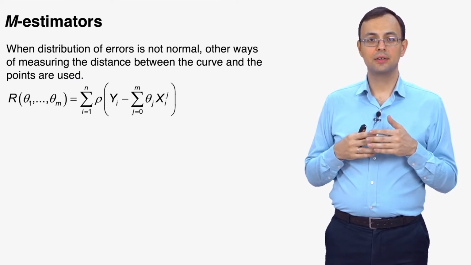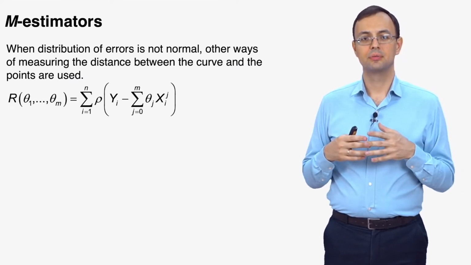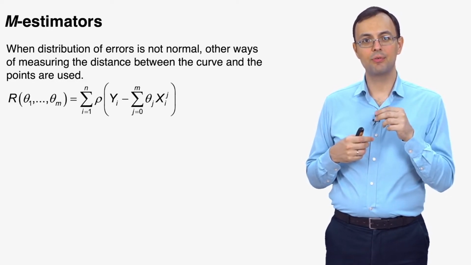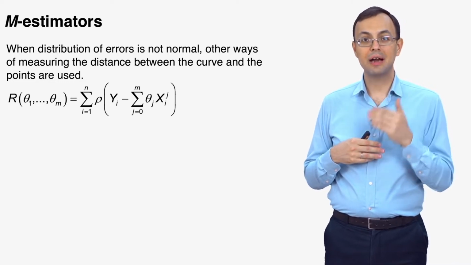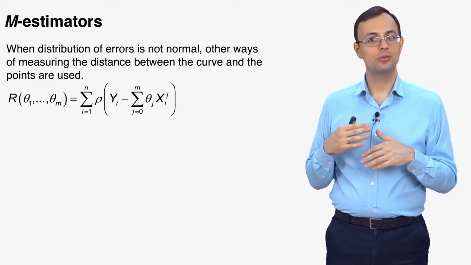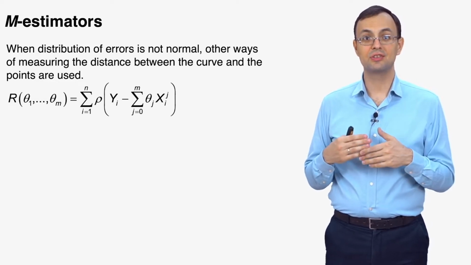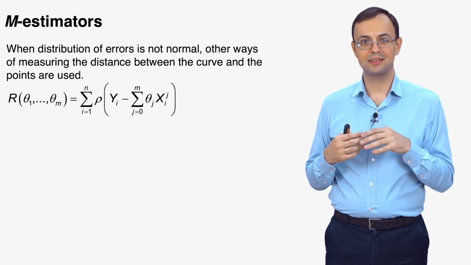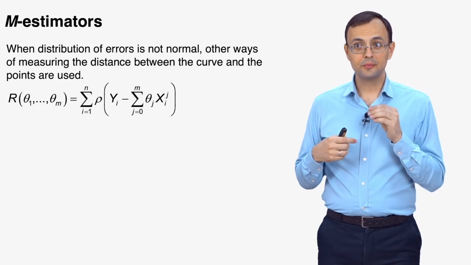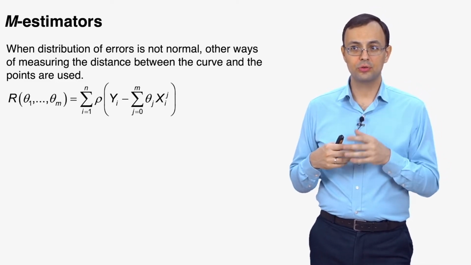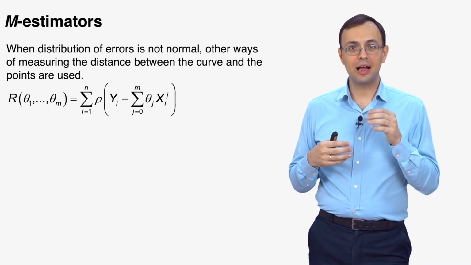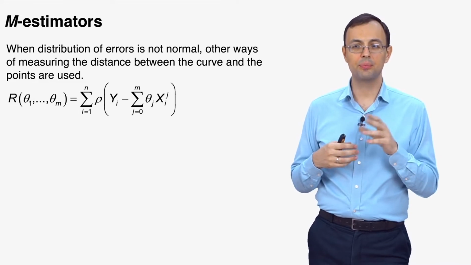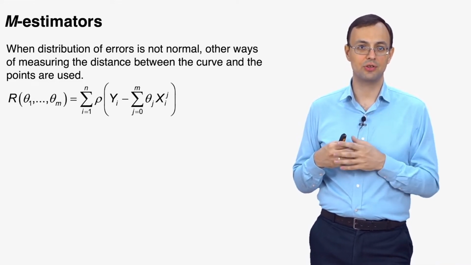So when we have multiple outliers, this actually causes non-normality of the distribution. So when there are outliers in our data, then automatically the distribution of our observations is not normal. So outliers spoil the normality of the distribution. So in case the distribution is not normal, we use other ways to measure the distance between the curve and the points, different from the sum of squared deviations.